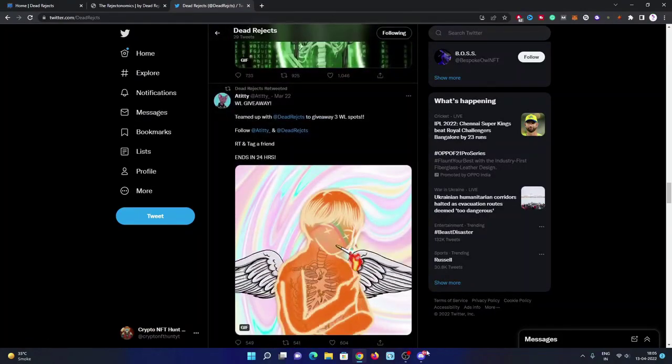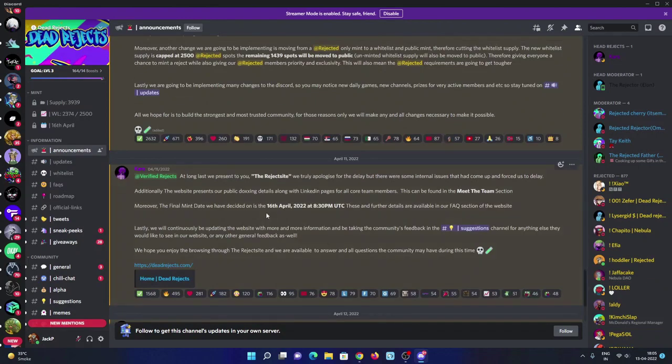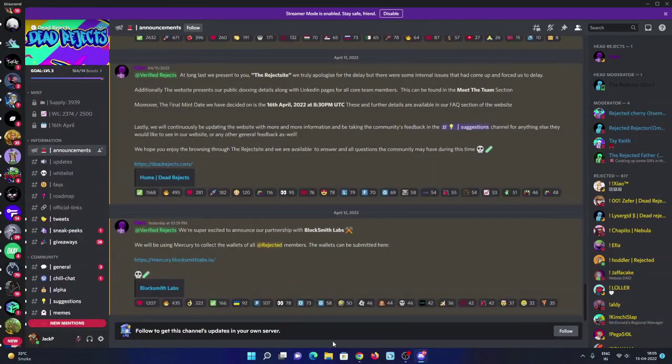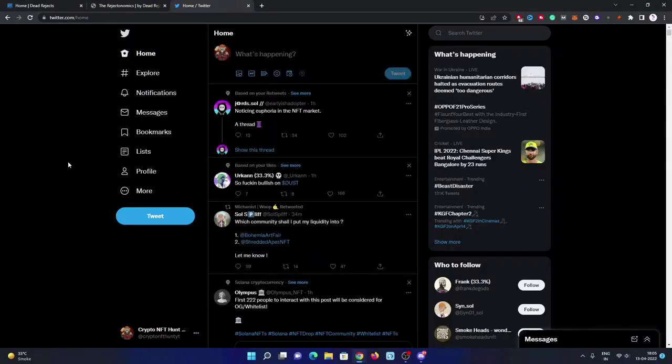So I believe you will get whitelisted. Whitelisting is still ongoing, and more than 100 spots are open for the community. So try to get in. Recently they have started the wallet collection through Mercury of Blocksmith Labs. This is also a good project. I hope you are holding the Blocksmith Labs. They just implemented the raffle system through fork token.